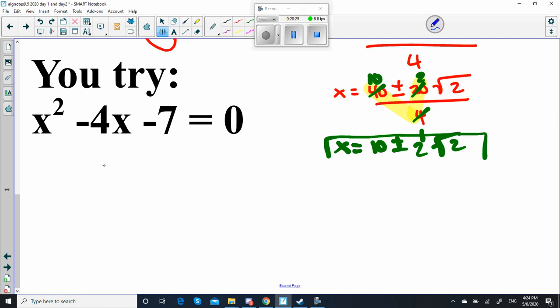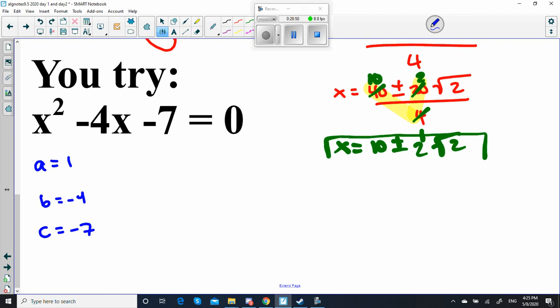Okay, so it's already in standard form. It does not factor because the only factors of 7 are 7 and 1. So I know my answers are going to be decimals. 7 and 1 add up to 8 and subtract to 6. That does not equal 4 in any way, shape, or form. So I'm stuck with it. So A is 1, B is negative 4, and C is negative 7.